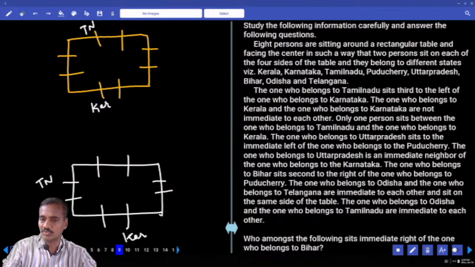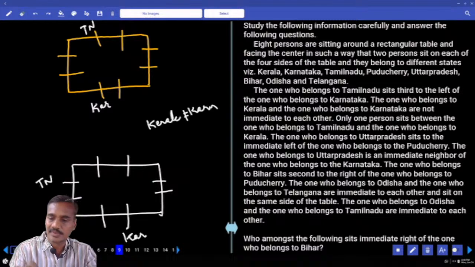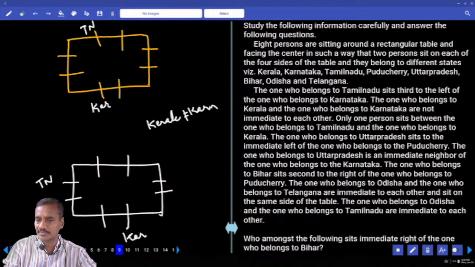And next one, the one who belongs to Kerala and the one who belongs to Karnataka are not immediate neighbors. Kerala is not adjacent to the one who belongs to Karnataka. Clear? Kerala and Karnataka. And only one person sits between Tamil Nadu and Kerala.